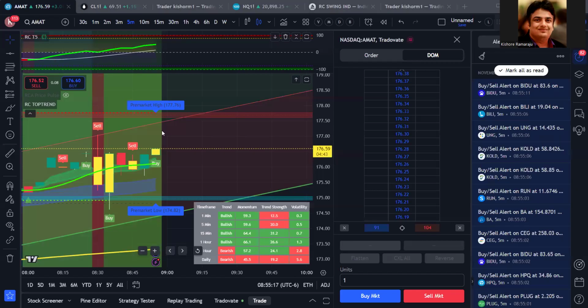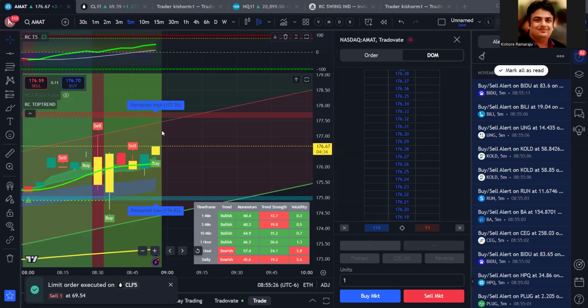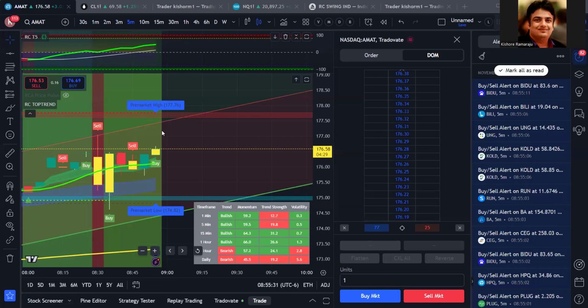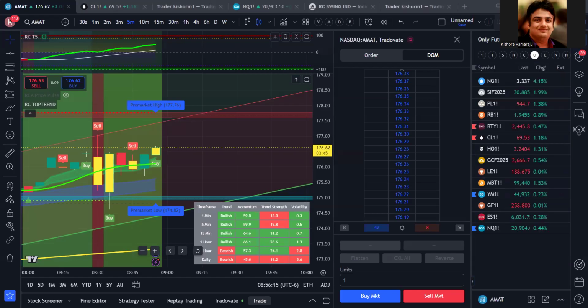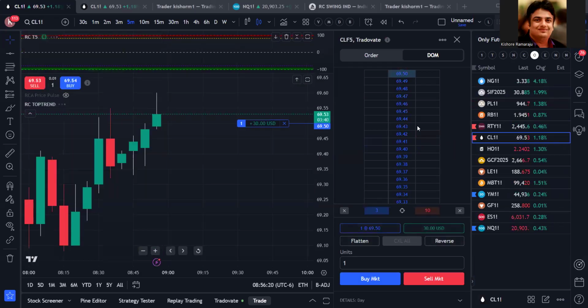Let's see. You can get MAT 175, 177.5 calls for next week. 177.5 at around 2.6. Crude oil is also making profits.